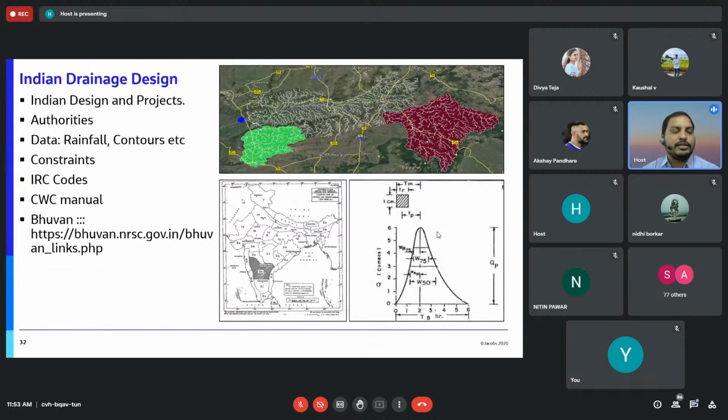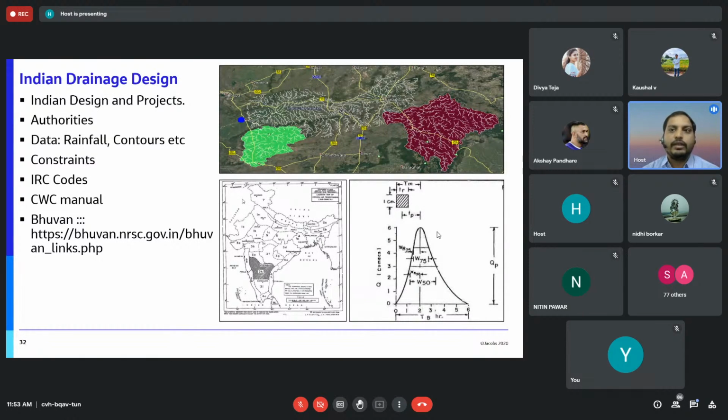When we are talking about roads, we have the IRC codes available, SP42 and IRC5 as major codes for drainage designing. Then we have the CPHO manual, and the CWC manual. The CWC manual is a very good manual. You can go on the site and search for the CWC manual, and you will get to know how good we are in this particular design.